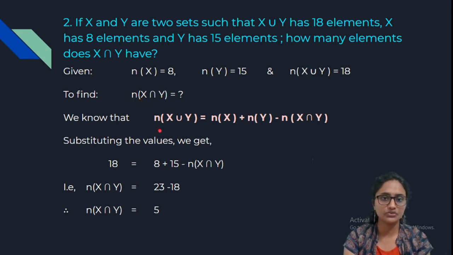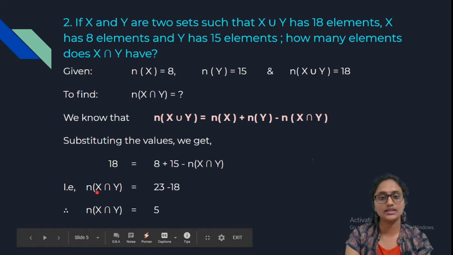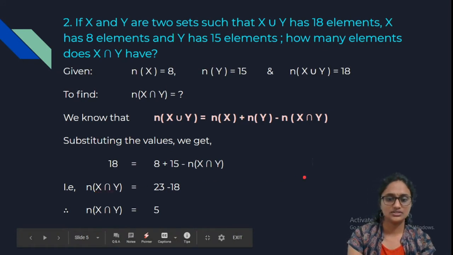We already know the formula, n of X union Y equal to n of X plus n of Y minus n of X intersection Y. So substituting the values, we get 18 equal to 8 plus 15 minus n of X intersection Y. From that we will get n of X intersection Y equal to 5. This is pretty simple, right?